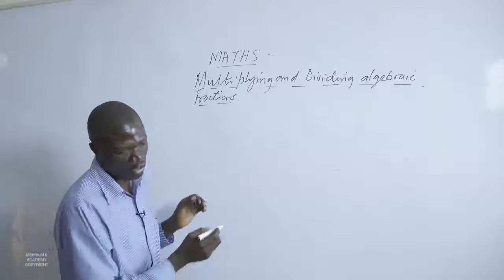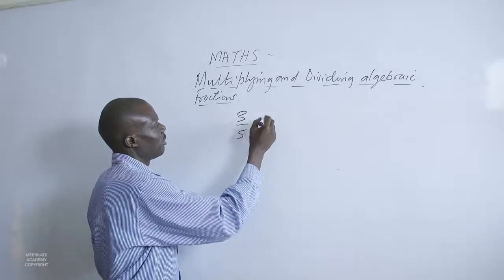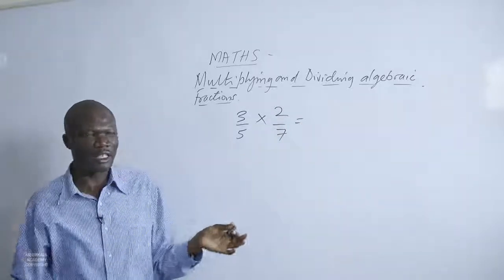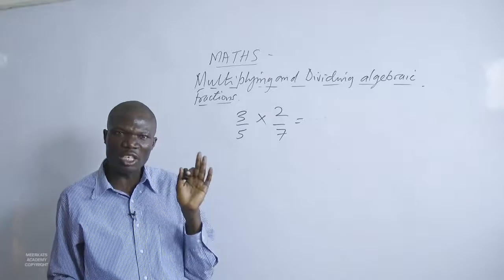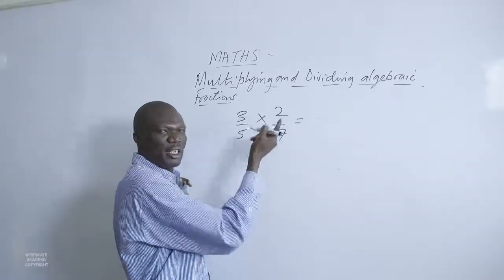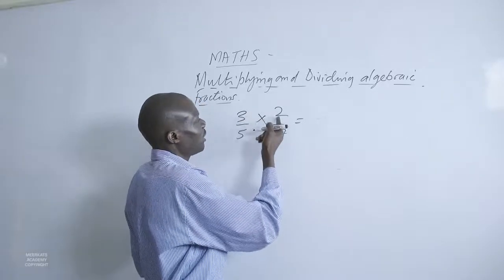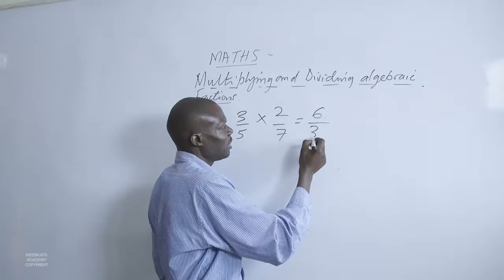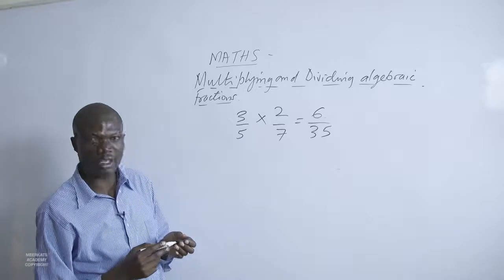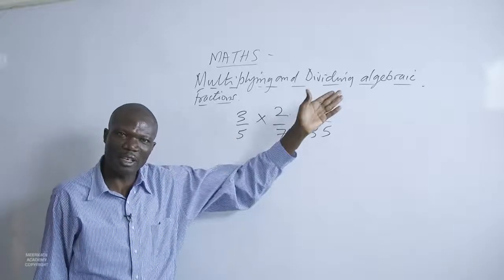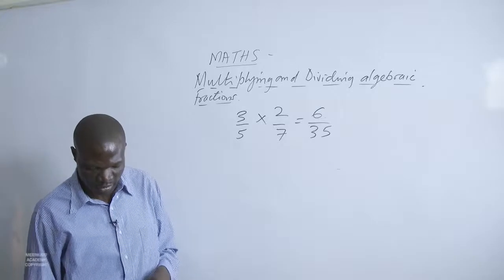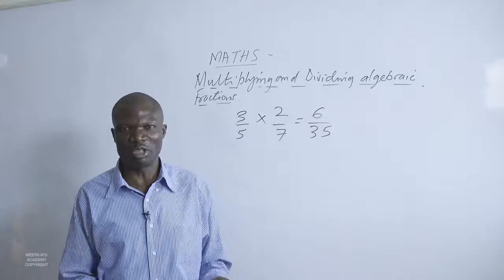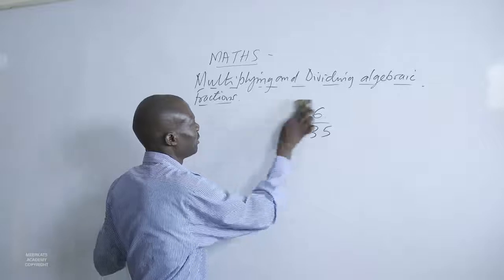What am I saying here? Look at this. For example, 3 over 5 multiplied by 2 over 7. You see? This is straightforward. You don't need to struggle. You just work it out straight. The numerators, multiply the numerators alone. 3 times 2 is 6. And 5 times 7 is 35. That is it. As simple as that. Multiply the numerators, multiply the denominators. Supposing it was algebraic fractions being multiplied, how would we have done it?